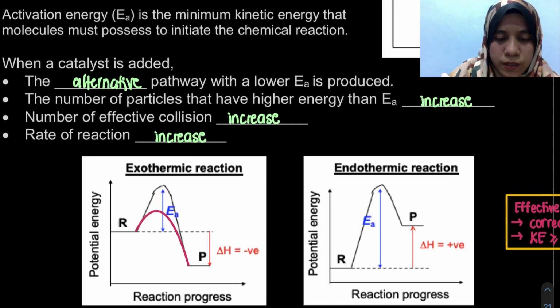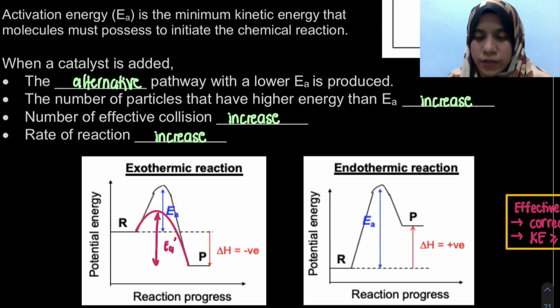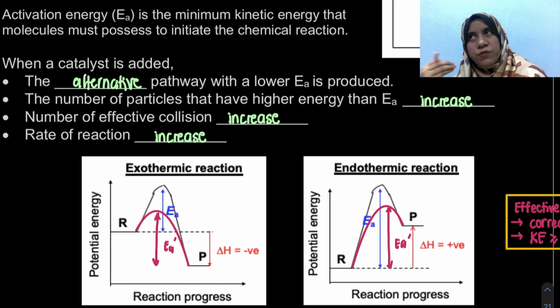So here is my EA. I'm just going to draw the EA stroke here. So it means that the red one is the one with a catalyst. Okay, the same goes for endothermic. So how are we going to do the lower one? I'm just going to draw. Okay, so this is my EA with my catalyst. This is the example, because this is actually our learning outcome point. You have to draw the energy profile diagram with or without the catalyst.